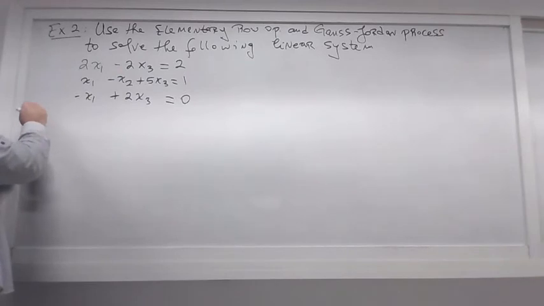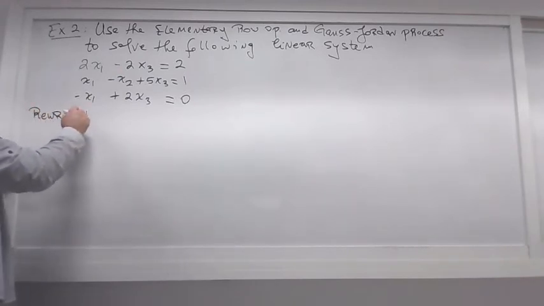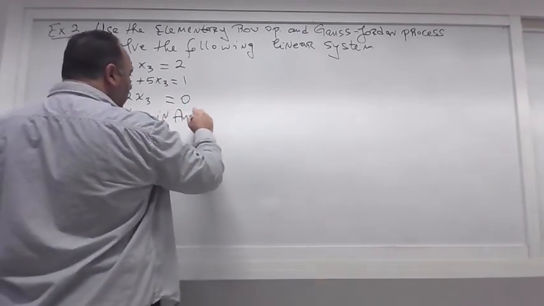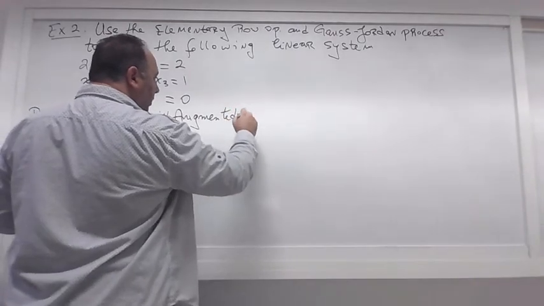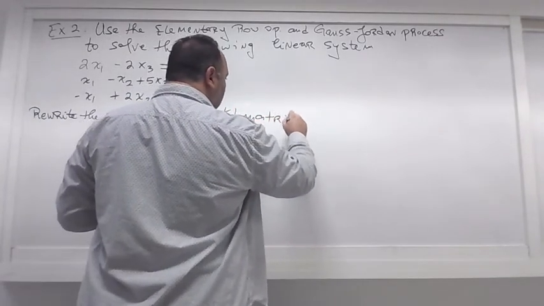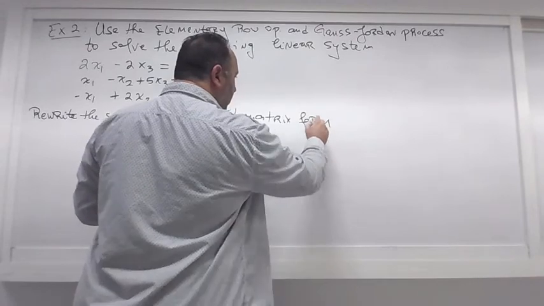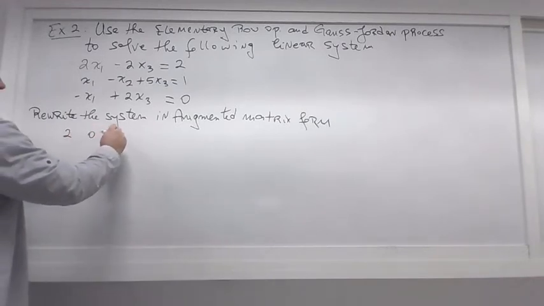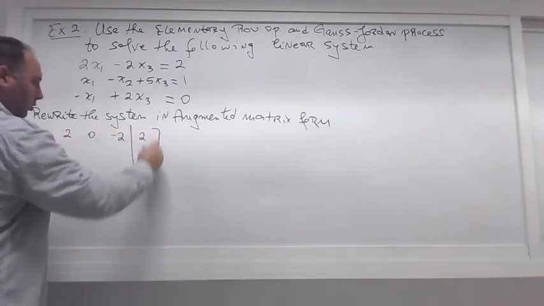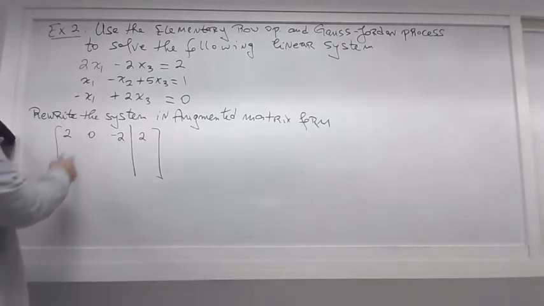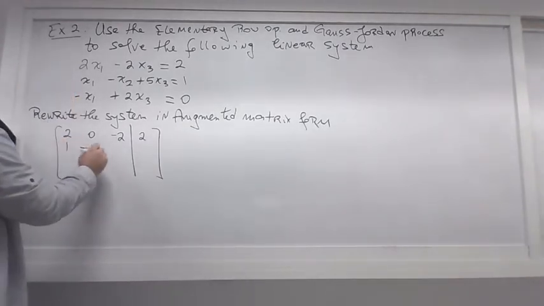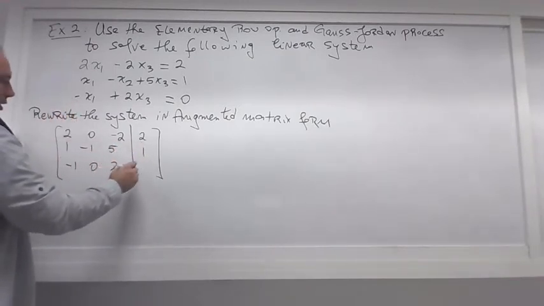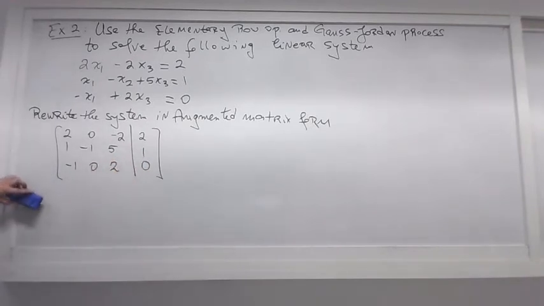Okay. So we write the system in augmented matrix form. The first row is 2, 0, minus 2, 2. Second row is 1, minus 1, 5, 1. And the last row is minus 1, 0, 2, 0. Okay, cool.